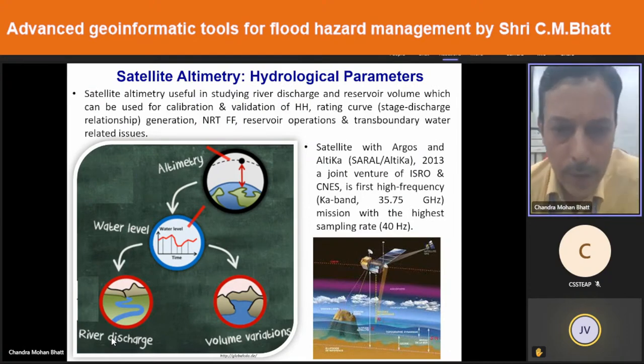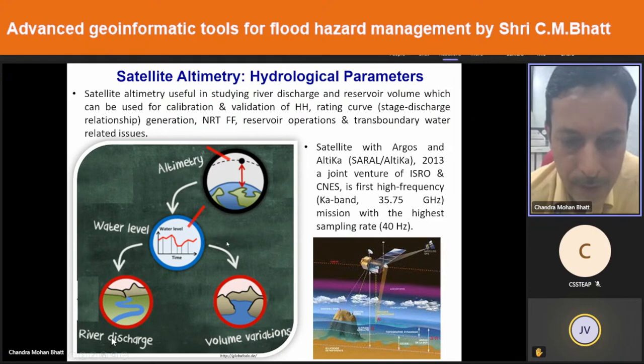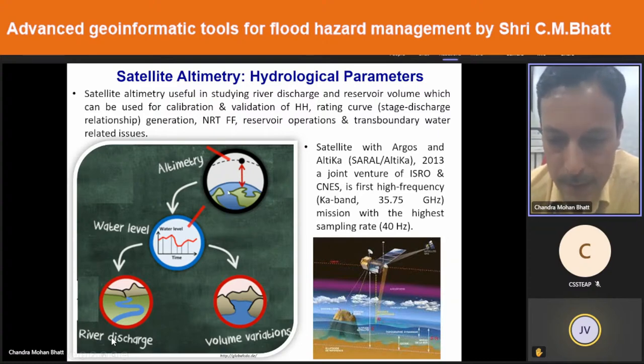Now there is one more technique. Whenever we speak about floods, we generally speak about gauge data, from which we can get the water level, because water level is very important in the entire flood management, either the discharge or the water level data. The gauge sites that we have from the Central Water Commission are limited and sparse, and during floods they may get damaged also.